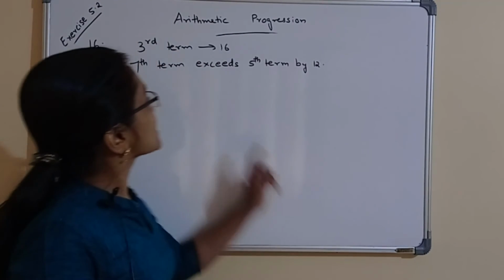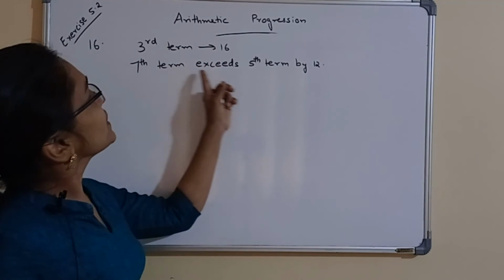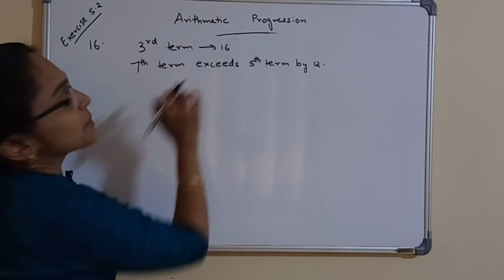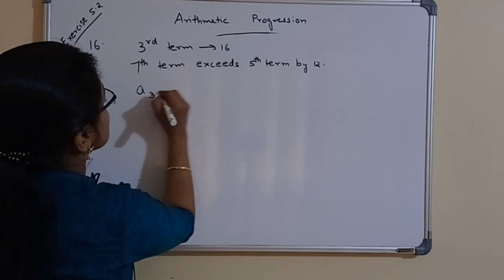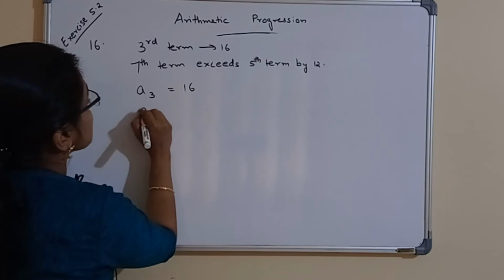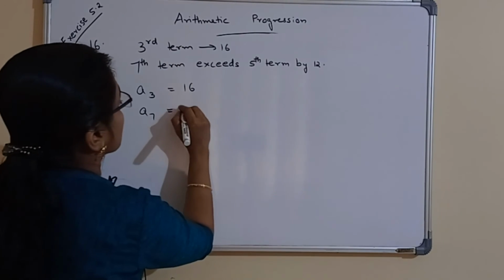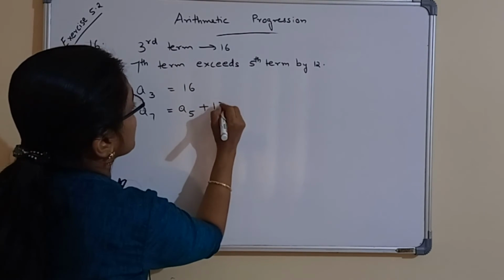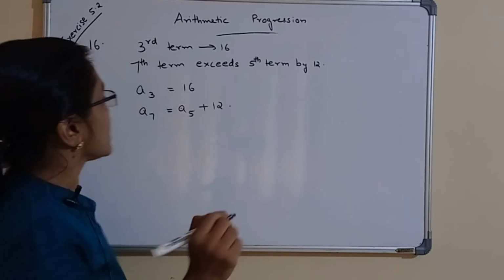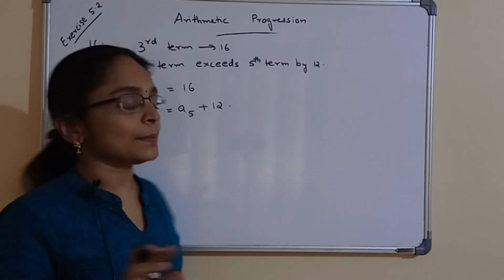Now 16th question. Determine the AP whose third term is 16 and 7th term exceeds 5th term by 12. So third term is 16, which means A3 is equal to 16, and the 7th term A7 exceeds the 5th term A5 by 12. So A7 is equal to A5 plus 12. Now from these conditions we have to determine the AP.